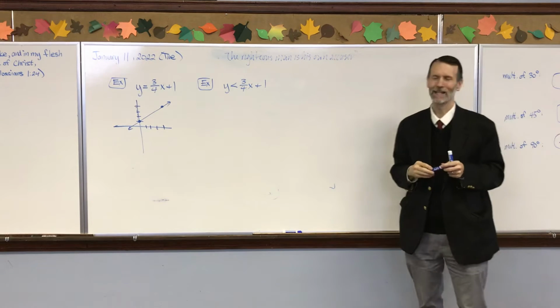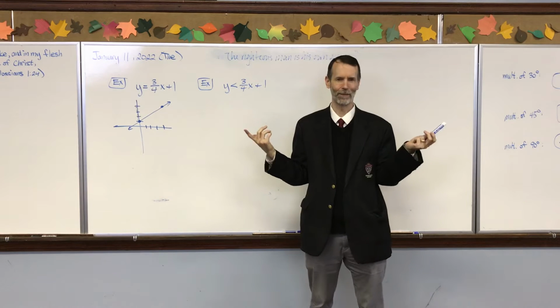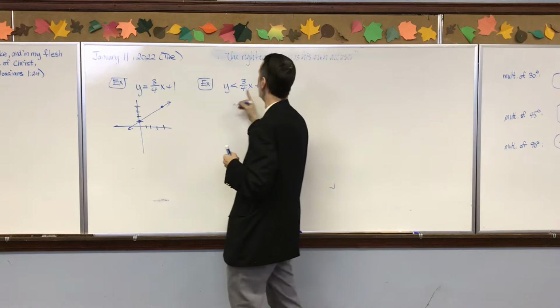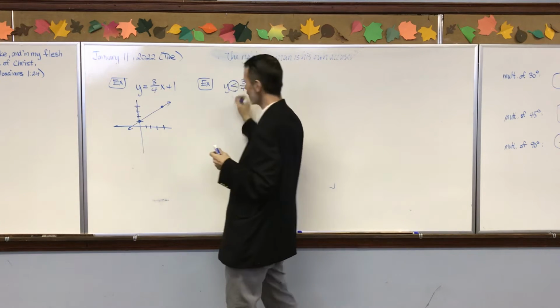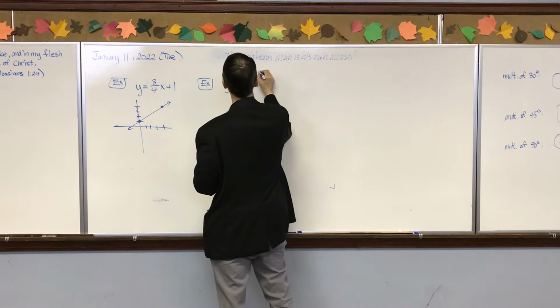How would you graph y is less than 3/4 x plus 1? You notice the formula is the same, but what's different? How do you do this? Well, it's a dotted line, open dots instead. Right. Less than means I don't want equal. So there are going to be open dots.